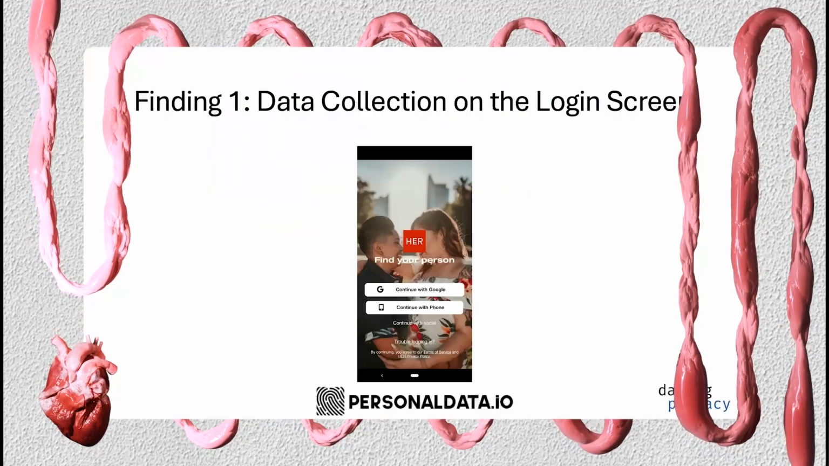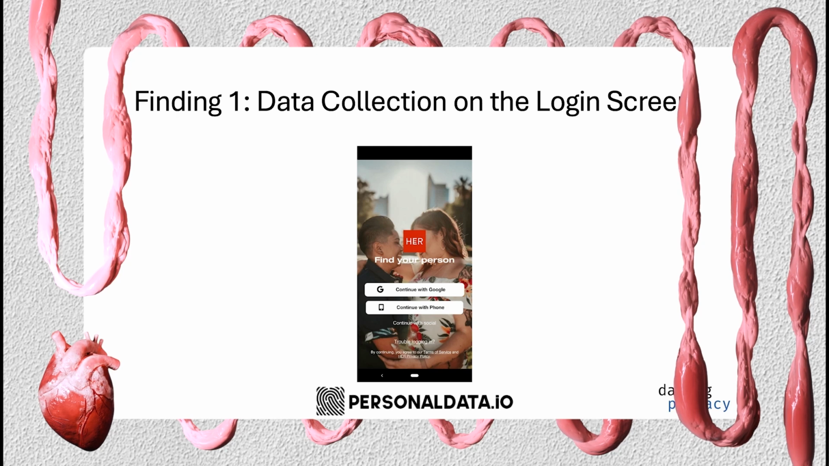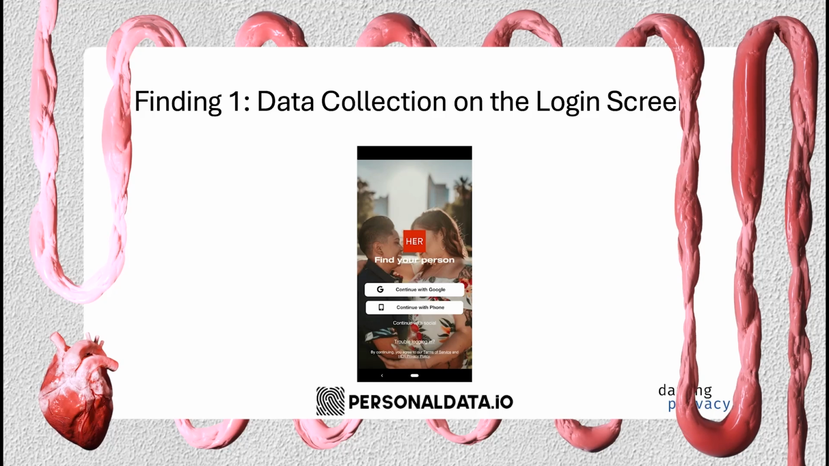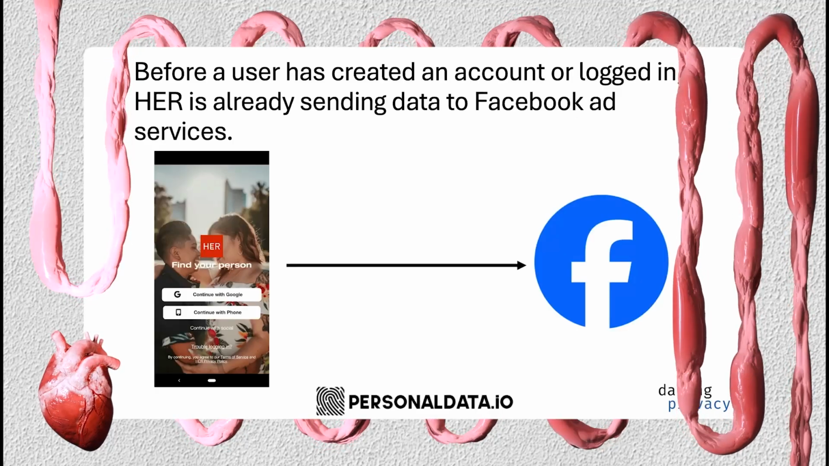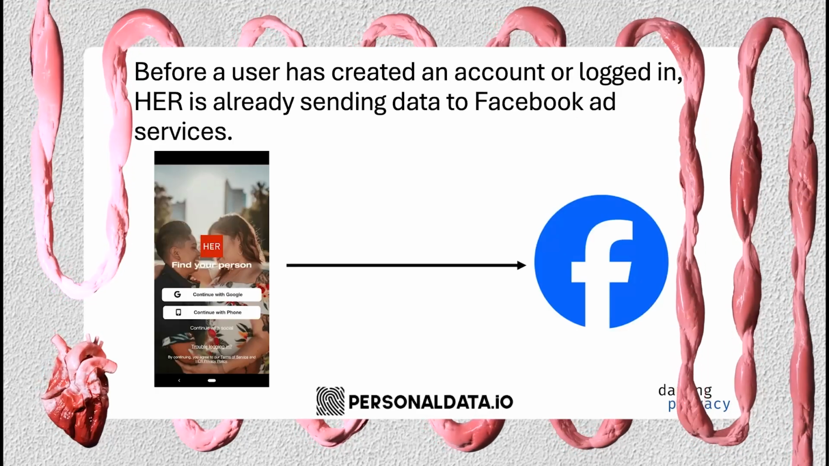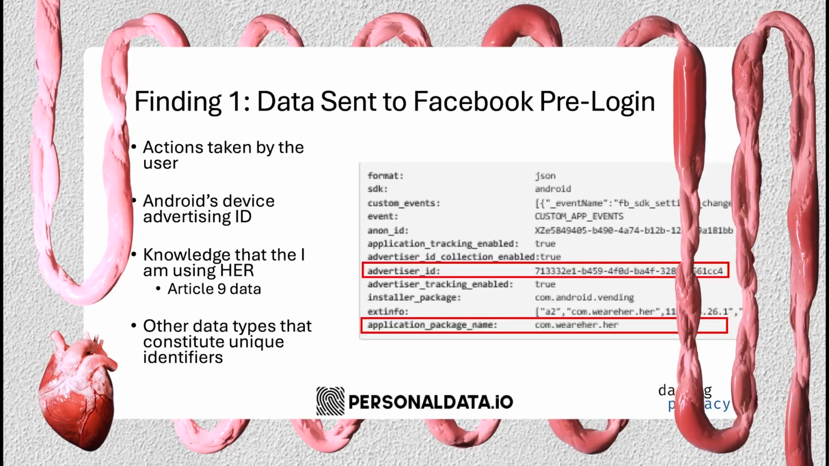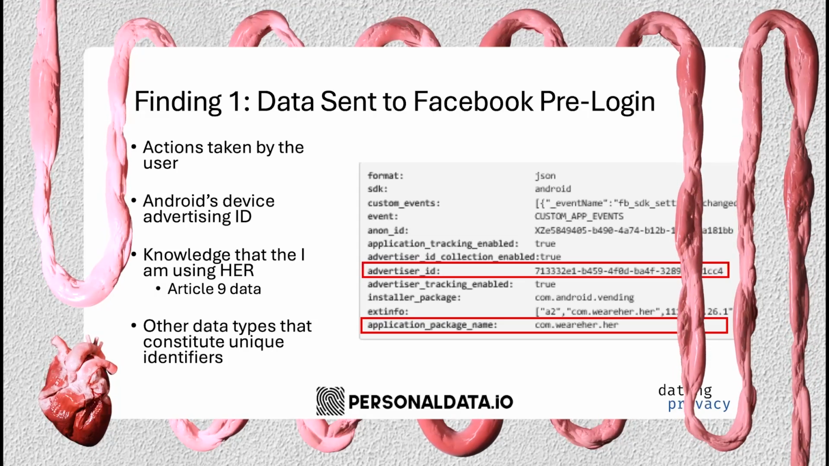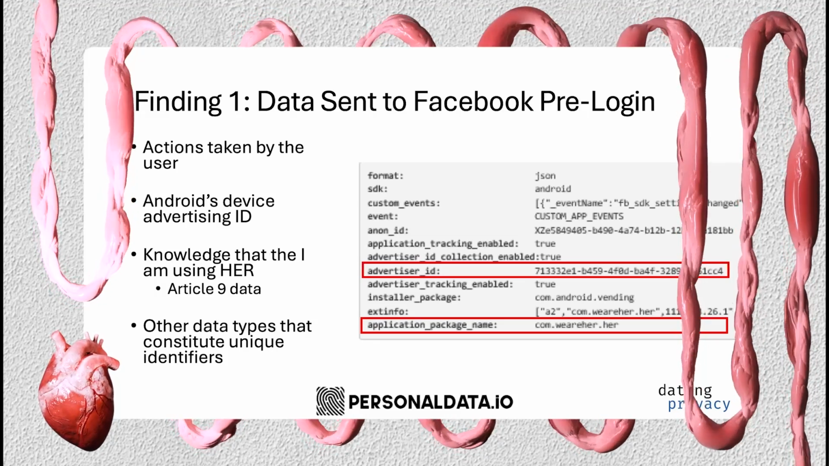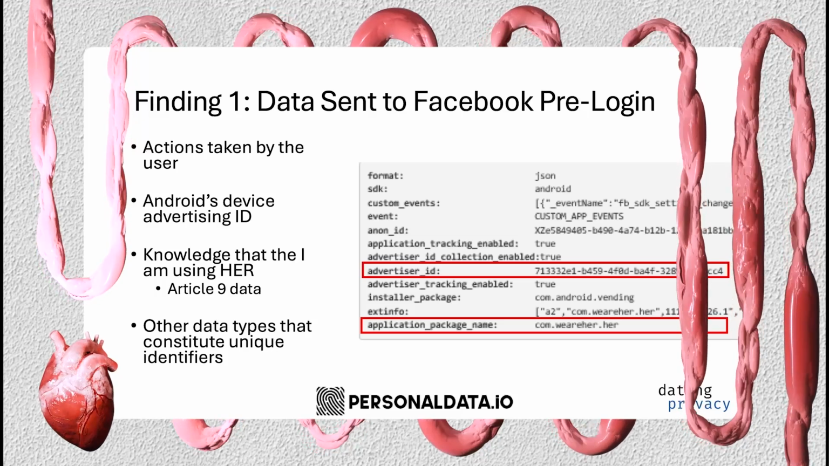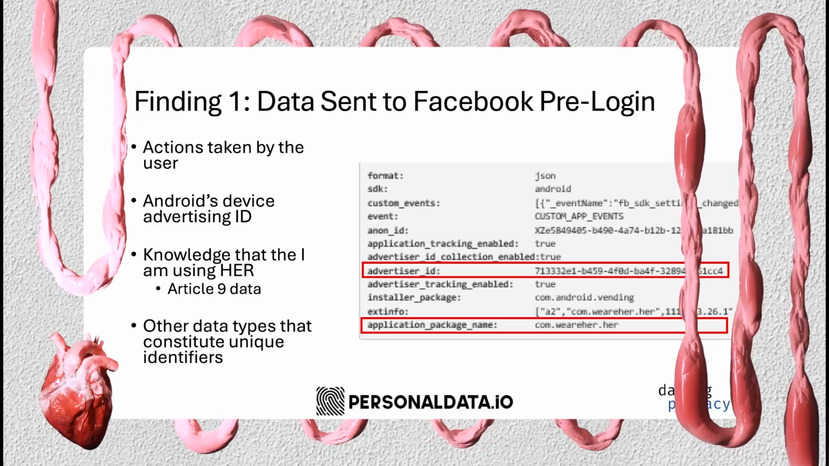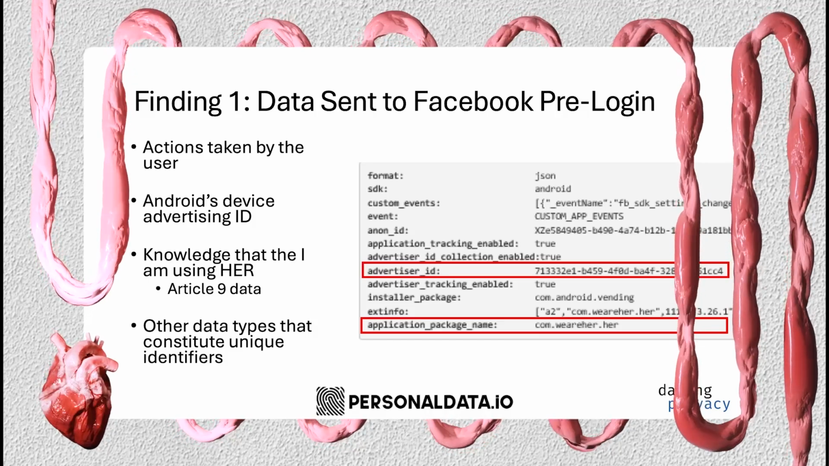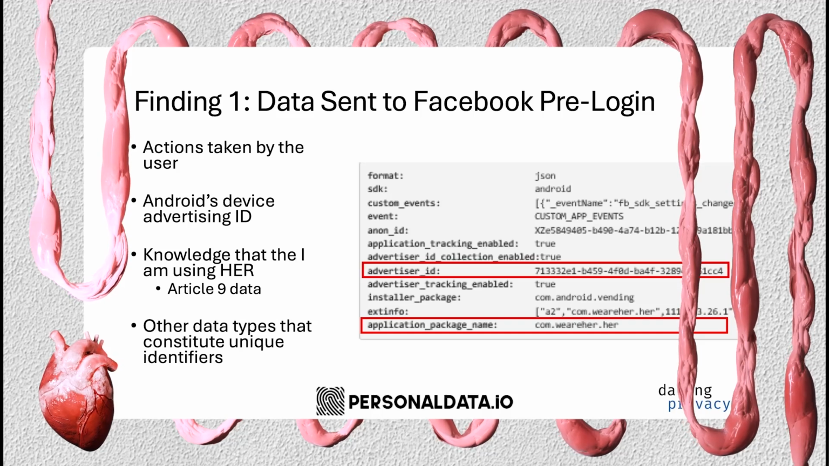So my first finding is that when you first open up the app, you're presented with this login screen. So Her doesn't even know if you have an account yet, and it's already sending data to Facebook. On the right is an example of what is being sent to Facebook before you've even logged in. I've highlighted two things here. The advertiser ID, I'm using an Android phone. That's the unique identifier assigned to your phone that's shared with many different apps. And then on the bottom, you can see com.weareher.her. That tells Facebook the app you're using, that you're using Her.